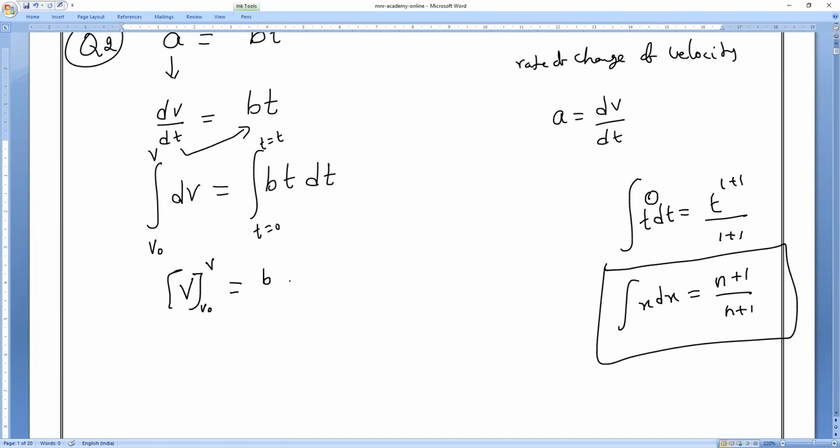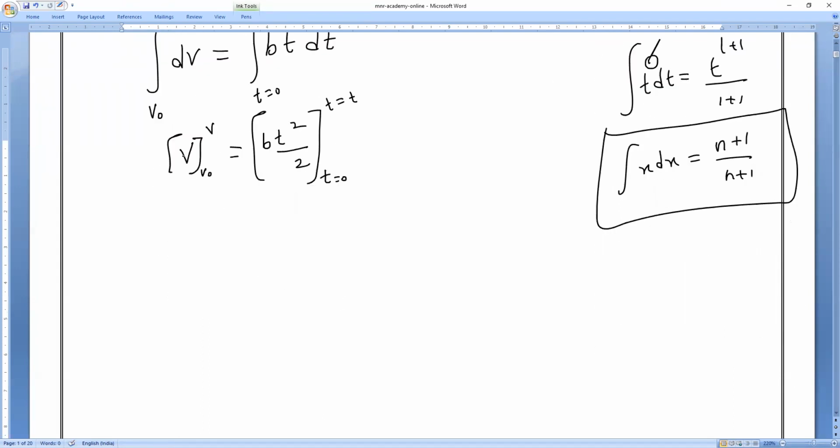So what will come here? b t square divided by 2. Is it right? And the limits are t equal to 0 to t equal to t. Now substitute the limits: v minus v naught is equal to b t square by 2 minus b into 0 square by 2. Of course that becomes 0. So b t square by 2 is equal to v minus v naught.